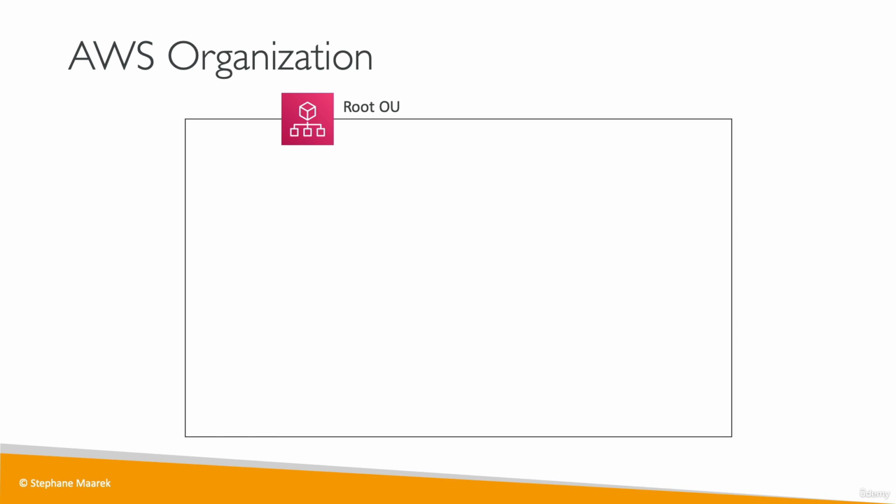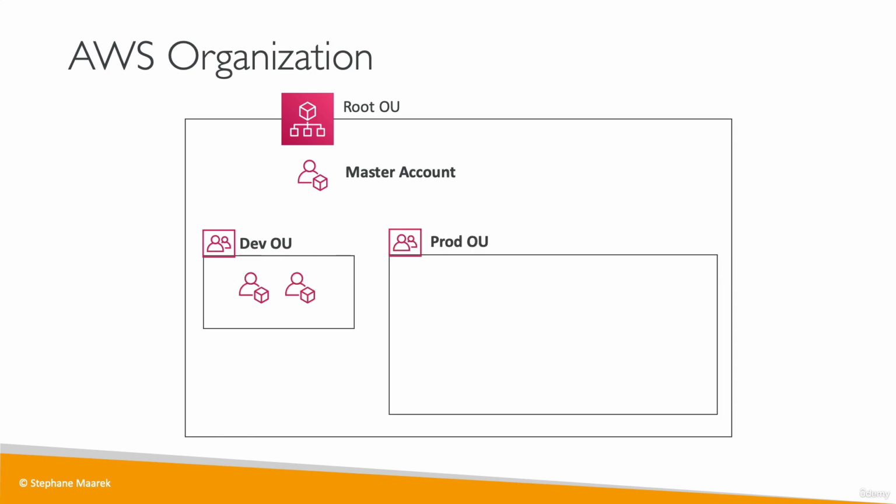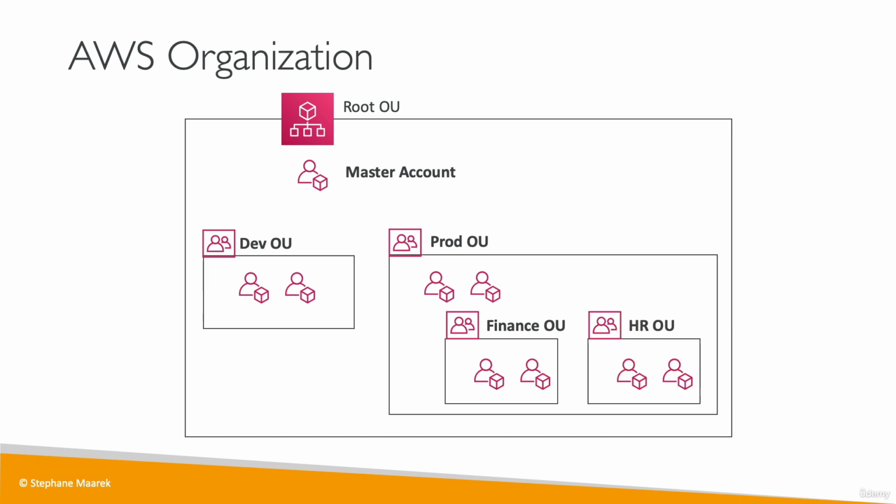Okay, so an organization looks like this. The root OU contains everything. It contains the master account, and then you can create different OUs. So the dev OU, maybe with 2 accounts in it, the prod OU with 2 accounts in it, and within the prod OU, you can also have different OUs. So a finance OU and an HR OU with their respective accounts.